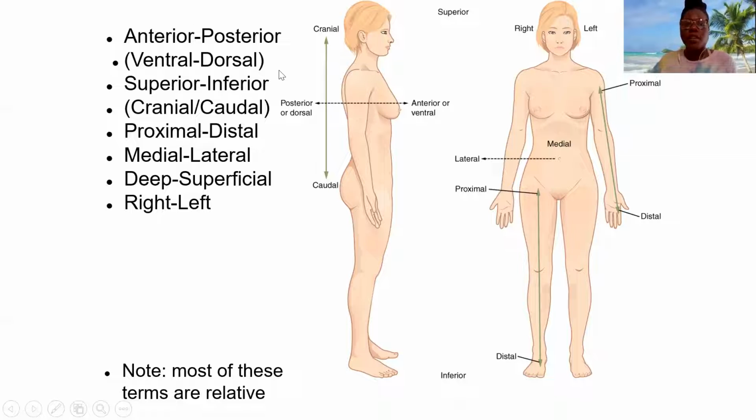So the first set of terms are anterior, posterior, and this is basically front, back. So anything on the front of the body is anterior, anything on the back of the body is posterior. And again, taking into consideration that we can think of these as relative terms, I can say that the nose is anterior to the ears, but that the ears are also anterior to, let's say, the back of the skull. Okay, so again, these are going to be relative terms, one structure to another.